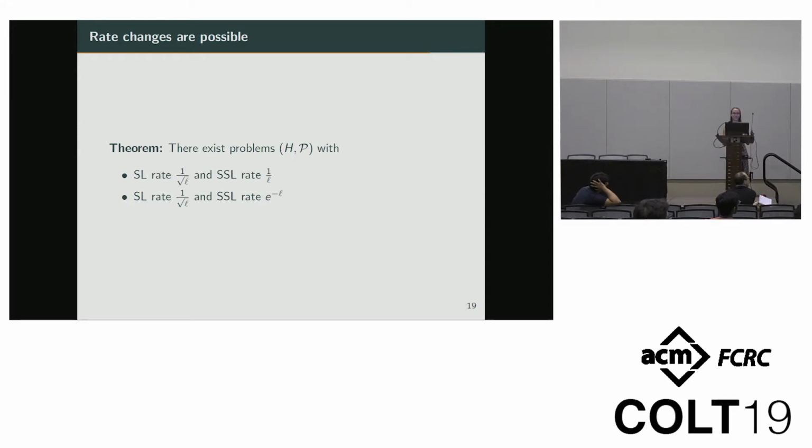Now, I may have just convinced you that our definition is useless because nothing ever changes in this setting. However, in our paper, we do show that there exist problems with supervised rates 1 over square root of L and faster semi-supervised rates, for example, 1 over L or even exponentially fast.